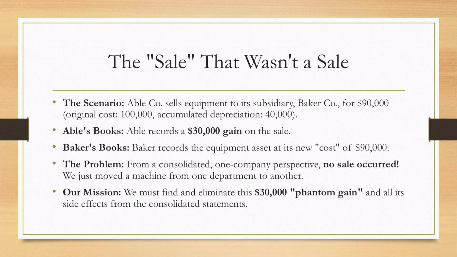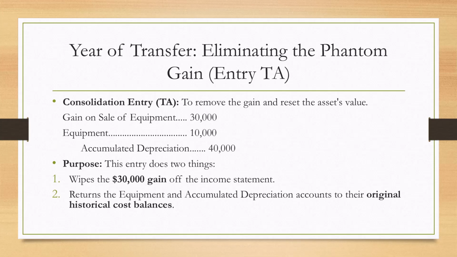Our mission is to find and eliminate this phantom gain and all of its side effects from our consolidated financial statements. Our first step is to bust the main ghost, the $30,000 phantom gain. We do this with consolidation entry TA. This entry does two critical things. First, we debit gain on sale of equipment for $30,000, wiping the phantom profit off the consolidated income statement.